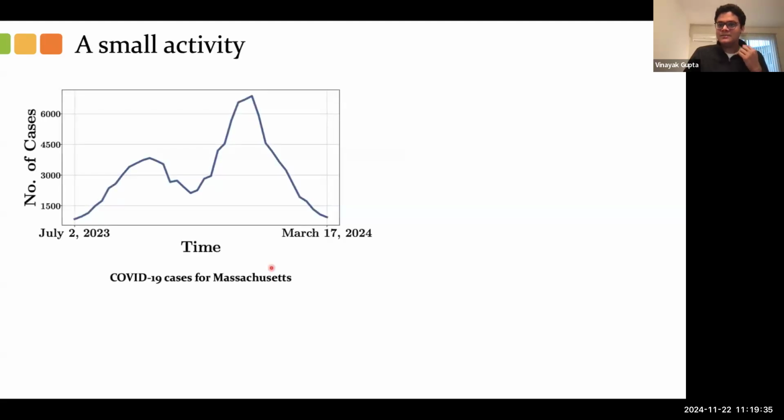So this is one time series. This time series is COVID-19 cases for Massachusetts. It has been taken between 2 timestamps, July 2nd, 2023, and March 17th, 2024, and these are the number of cases. It goes up, then goes down, then again we see a spike, then it again comes down. So this is the number of COVID-19 cases we saw for Massachusetts.